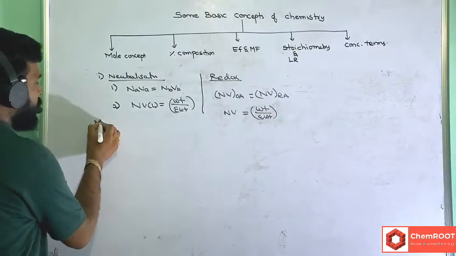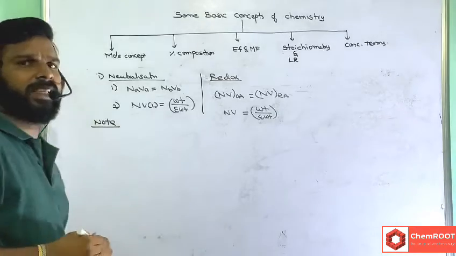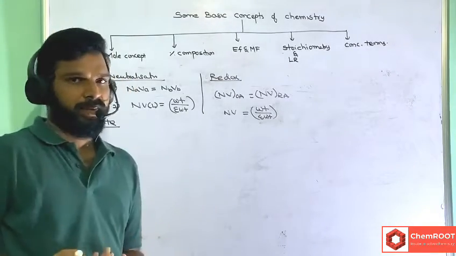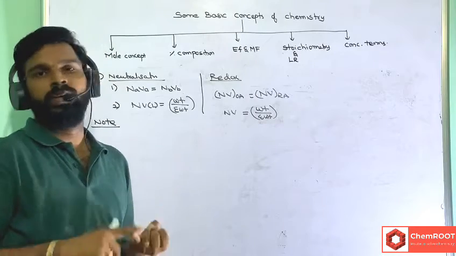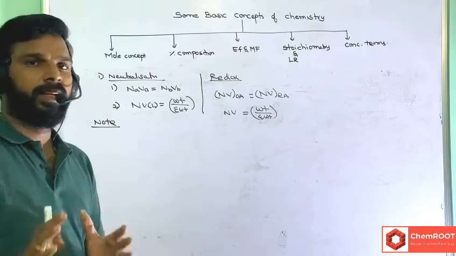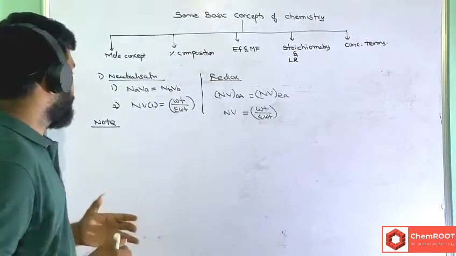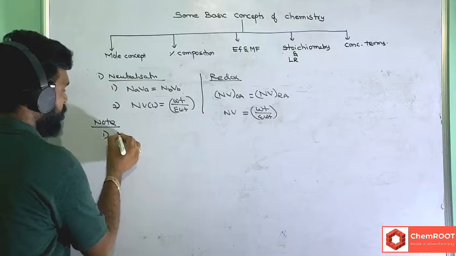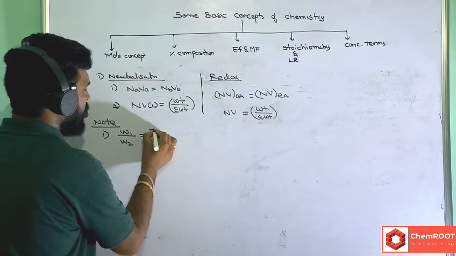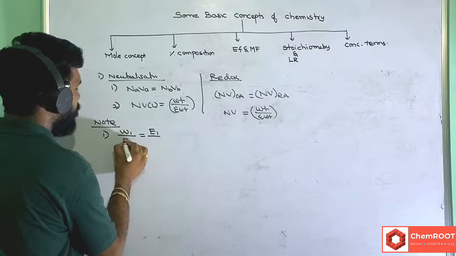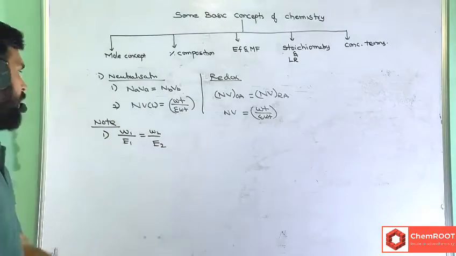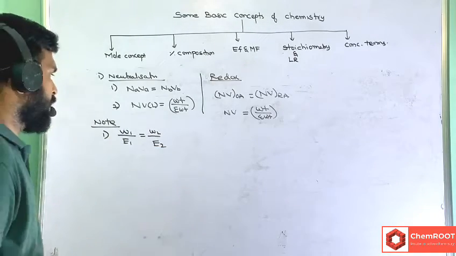Sometimes they ask what the equivalent weight is in general. By definition, the weight of a substance that displaces 1 gram of hydrogen, or 8 grams of oxygen, or 35.5 grams of chlorine is called the equivalent mass. For finding equivalent weight we generally use the formula W1 by W2 is equal to E1 by E2, or W1 by E1 equal to W2 by E2. This formula is useful for finding the equivalent weight of elements and metals.